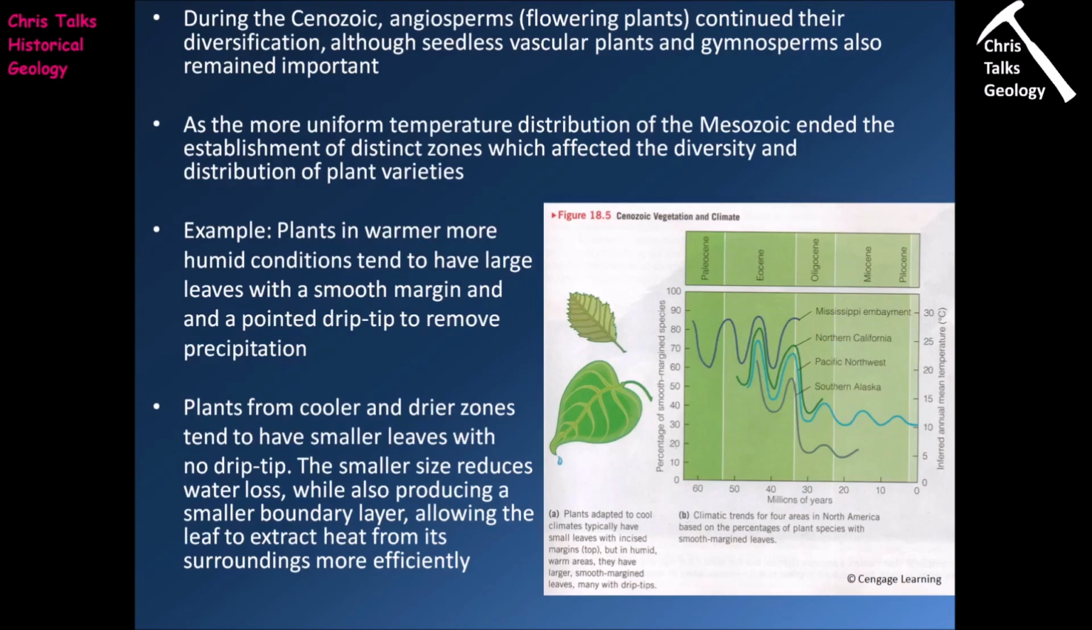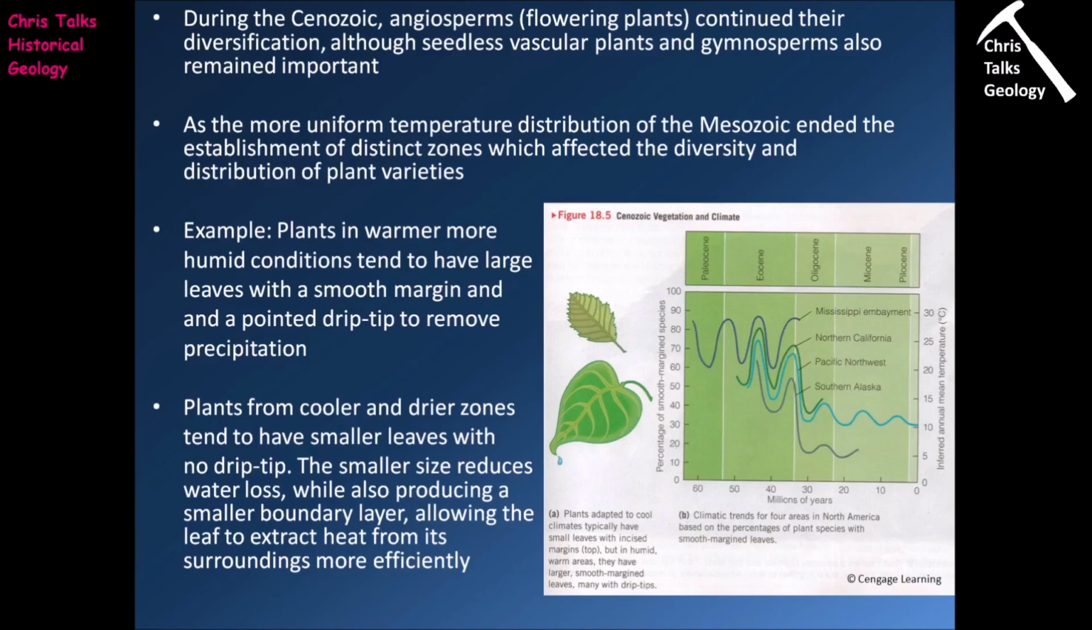When we look at plants from cooler, drier zones, we see they tend to have smaller leaves and no drip tip. Now, when I'm talking about a cooler or drier zone, I'm talking about a more temperate environment, similar to the type of environment experienced by much of North America and Europe. Now, the smaller size reduces water loss, so as we've already discussed, the larger the leaf, the more water you will lose through transpiration. Now, if you're in a wet environment like a rainforest, that's not a problem because you can replenish the water. In contrast, when you are in a drier climatic band, well, then you have a bit of an issue. So typically the easiest thing to do is make your leaves smaller to limit that water loss.